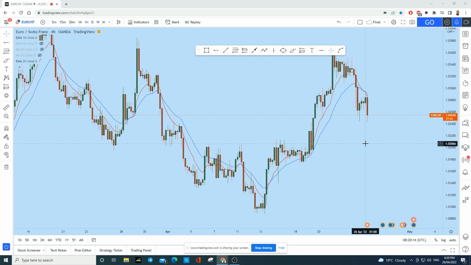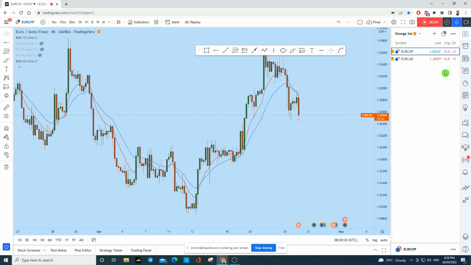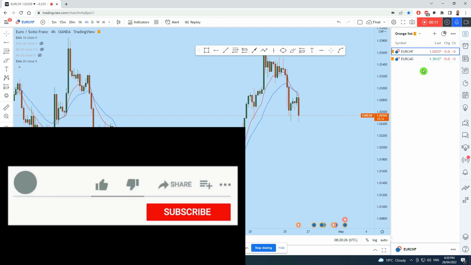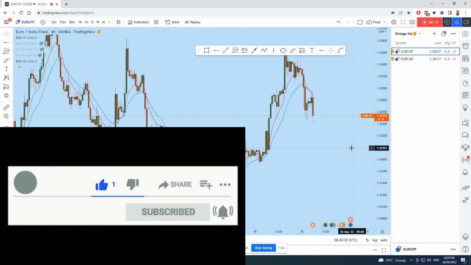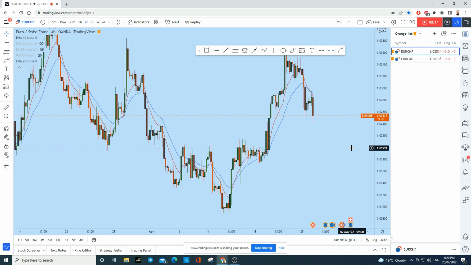What's up, traders? Let's do a complete multi-time frame analysis of Euro CHF and Euro CAD. Let's see what kind of trading opportunity we have in both of these instruments. It looks like both of these instruments are behaving in the same way, so we'll do both of them and see how we can find a trading opportunity. Make sure you stick till the end to see how we can trade these instruments.